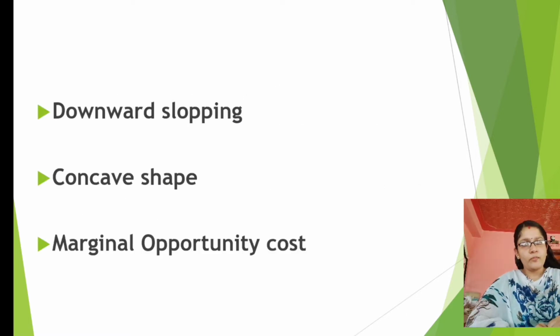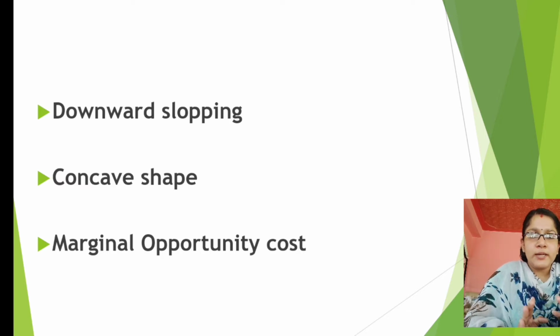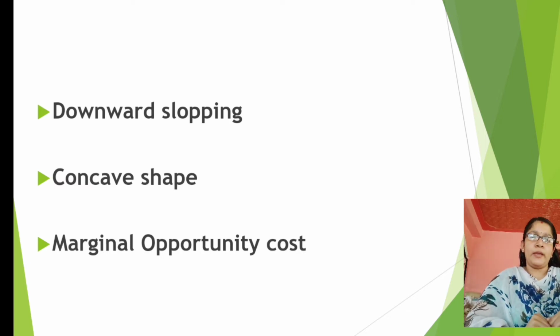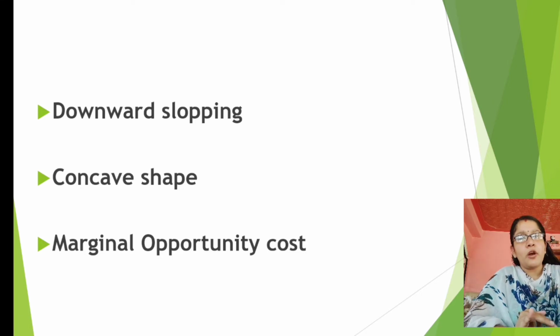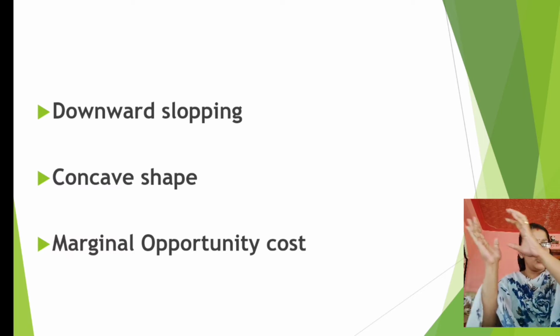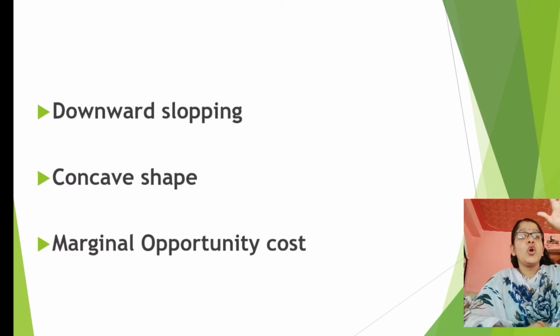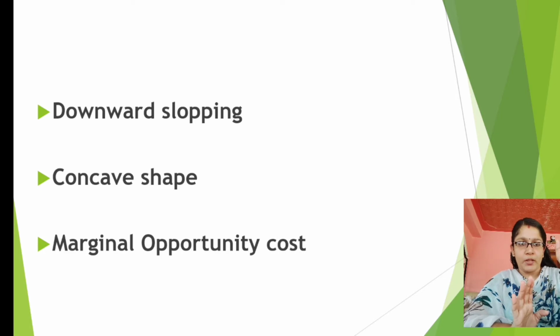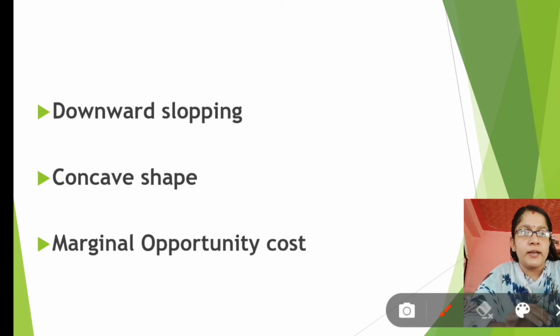Look here. A production possibility curve is downward sloping. What do you mean by a downward sloping curve? A downward sloping curve always shows a negative relationship between the two variables, and also it's a concave shaped curve. I will show. Look here.